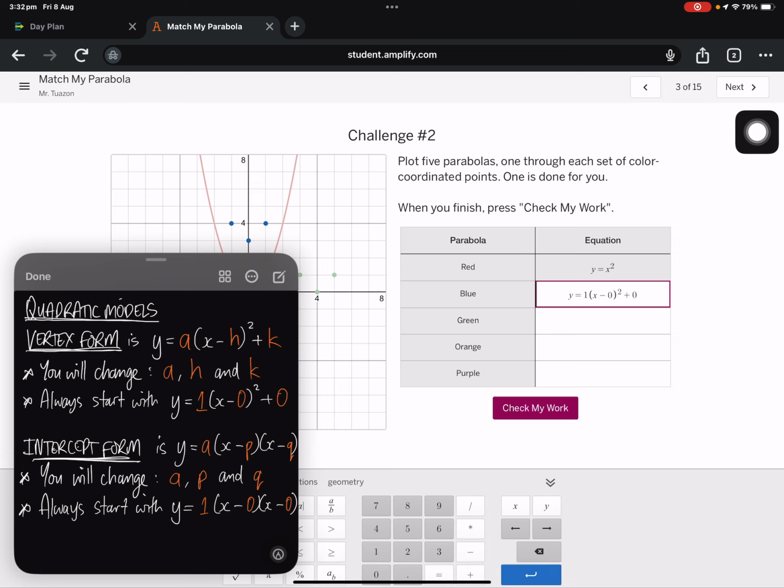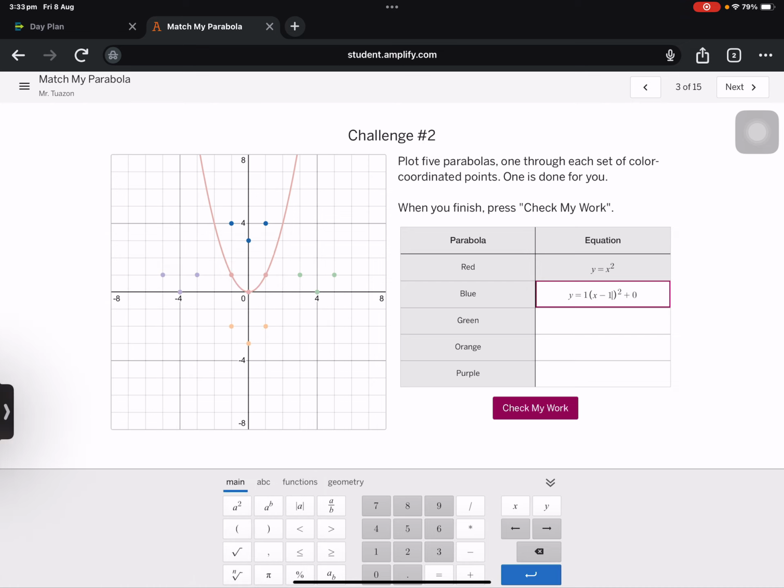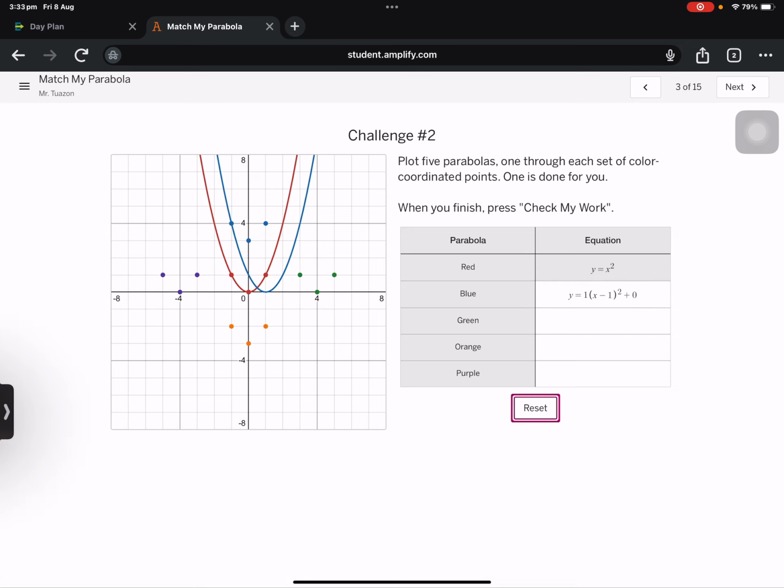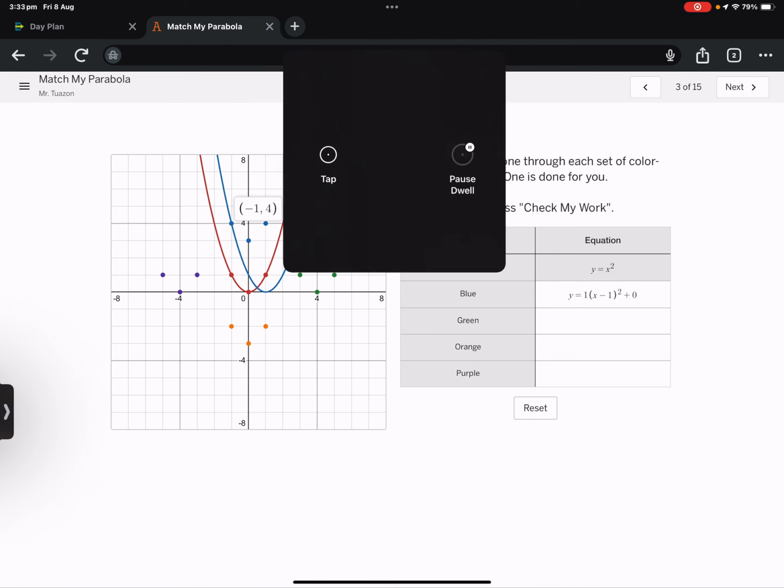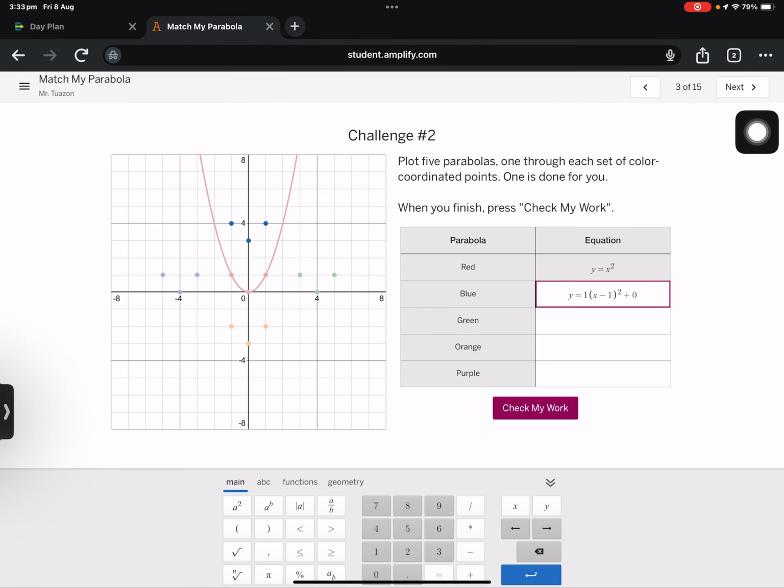If I change the 0 in the brackets to 1 and check my work, what happens? It moved to the right. I didn't want it to move to the right. I want it to stay in the middle. So that's no good. I'll change it back to 0.